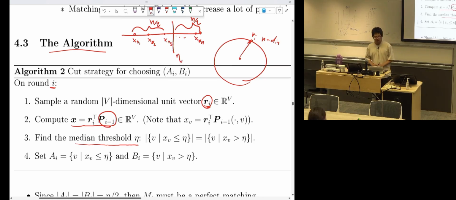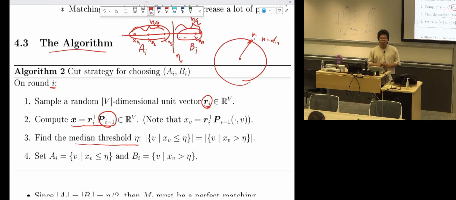And your Ai is just going to be the set on the left, and Bi is the set on the right. Okay, that's the algorithm.